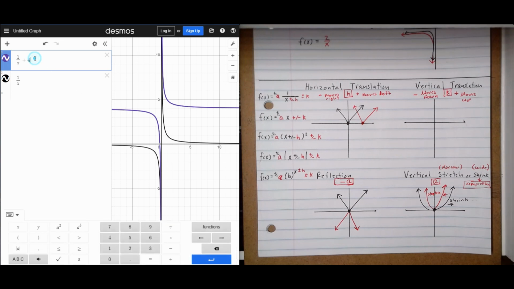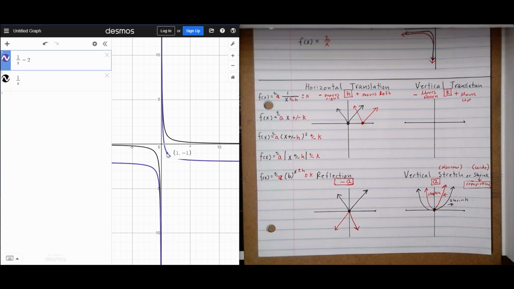Now, if I wanted to shift it down, I could subtract. So let's shift it down 2. I'm going to put minus 2. So now if I go from here, I go down 1, 2 units. So k, right, moves it up or down.